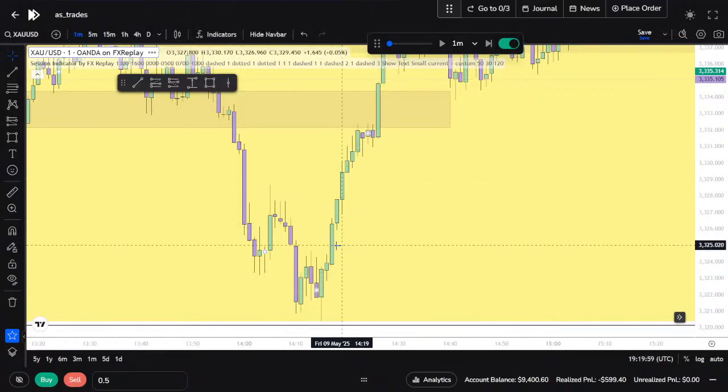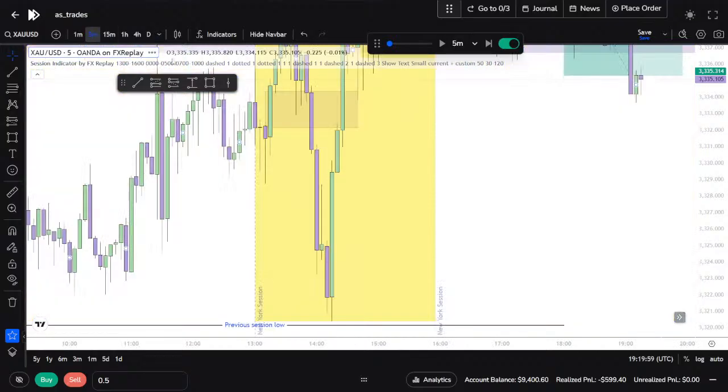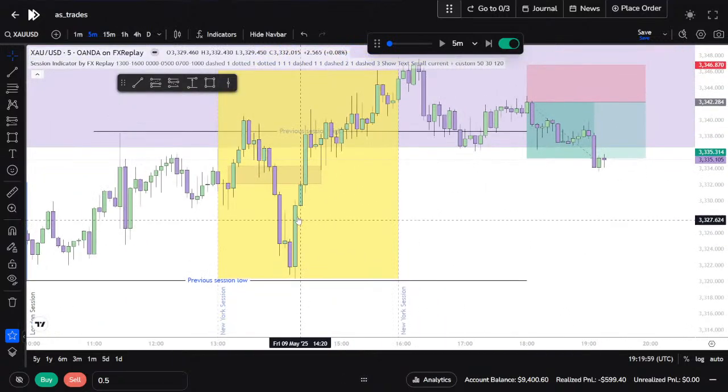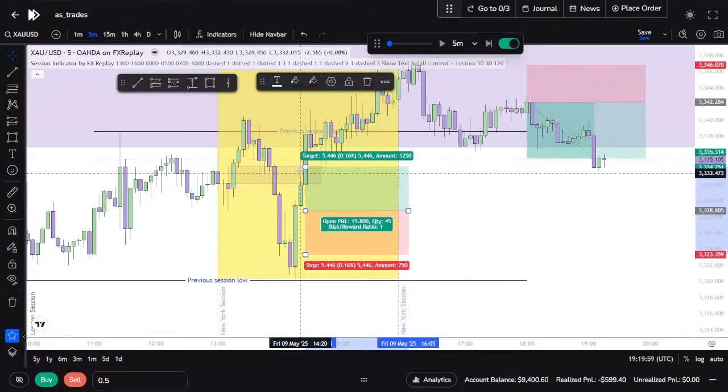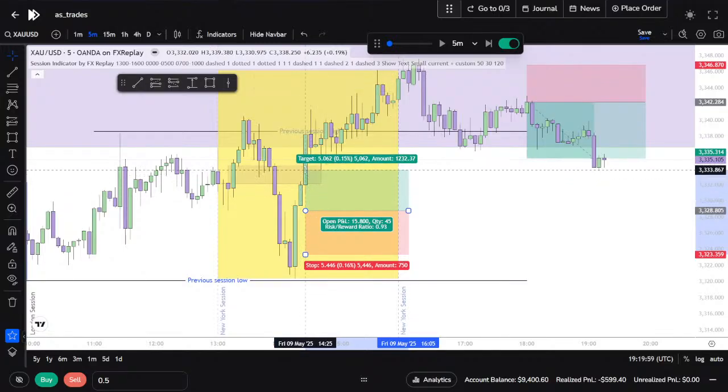You could have taken the trade off this disrespect, but that would have been risky. Once it got up to about here, I think that would have been a perfect time to enter. On the 5 minute, about here. You could have aimed for this, because there's no actual knowing if it's gonna respect this or not. So you could have aimed for about there.